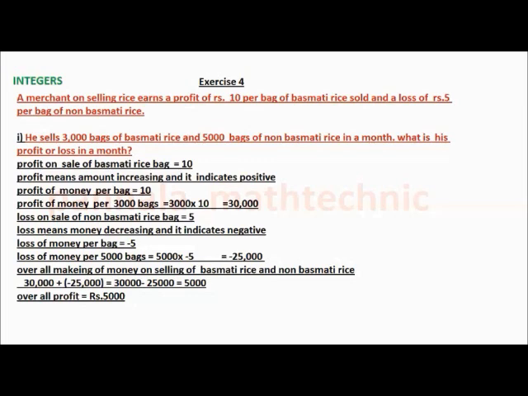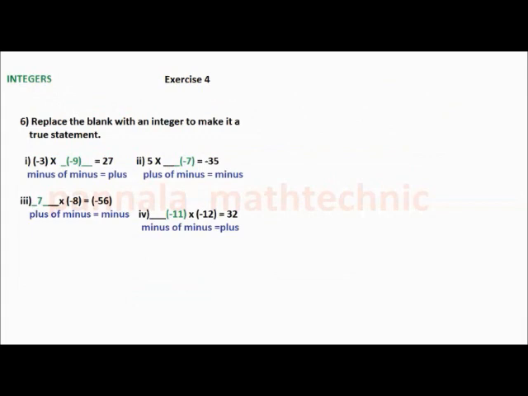Overall making of money on selling basmati rice and non-basmati rice: 30,000 plus minus 25,000, that is equal to 30,000 minus 25,000, because plus of minus will become minus. The difference is 5,000. Overall profit is rupees 5,000. Now go through these problems.